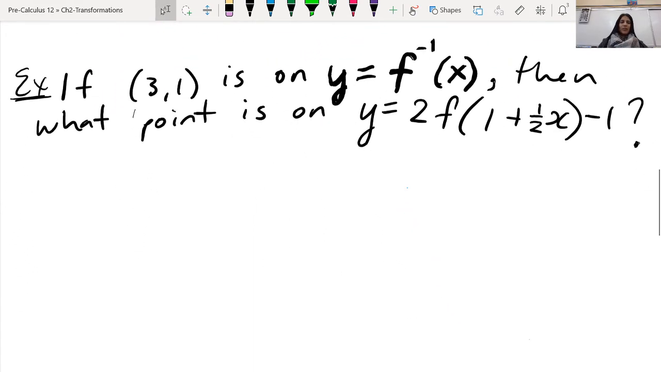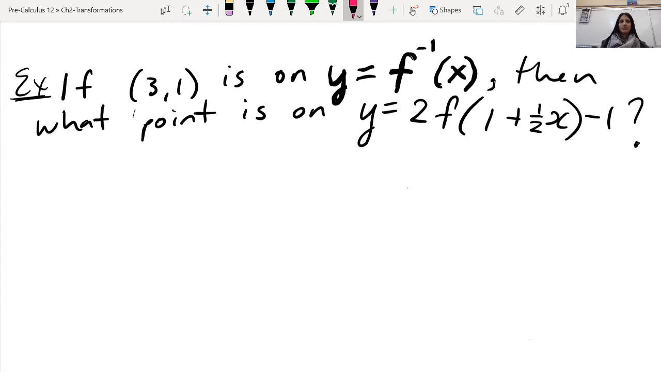Okay, next thing: if the point 0, 1 is on an inverse function, then what point is on this function? So again, I would pause and think your way through this, because although I haven't exactly shown you this, we've done some version of this before. This is a nice way to put a whole bunch of different concepts together, so I hope that you're able to at least try doing it on your own. You're just having to sort of think or work backwards to get to this. Let's think our way through this.